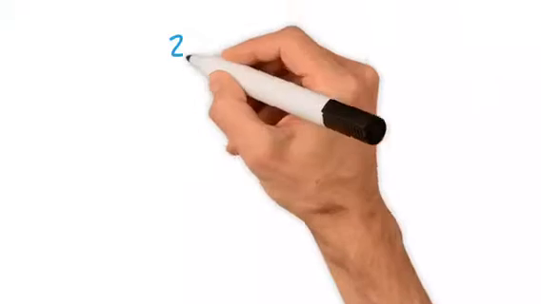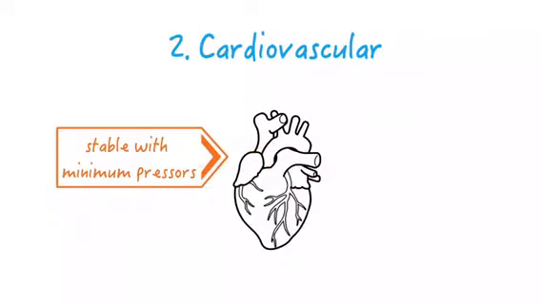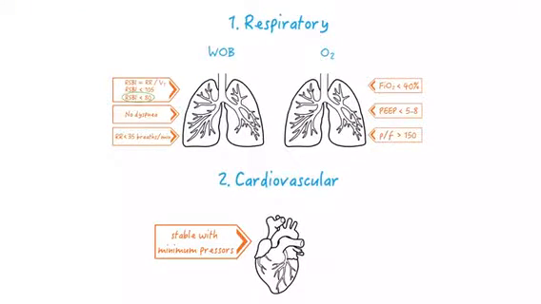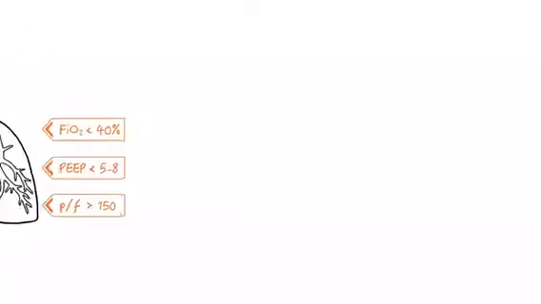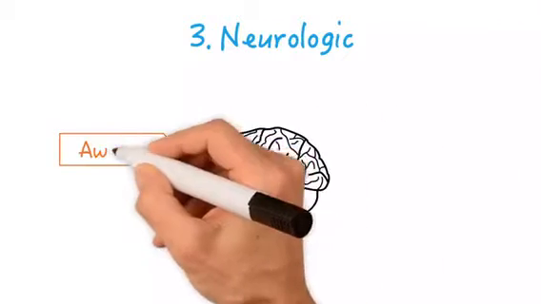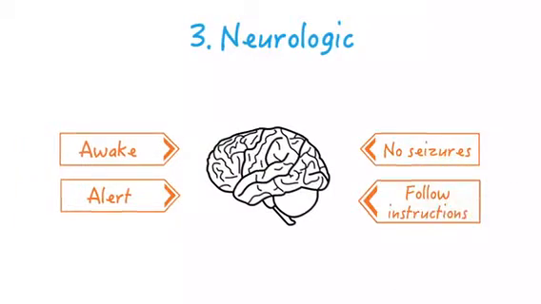Next is evaluating the cardiovascular status during weaning. The cardiovascular status usually is a hemodynamic assessment ensuring that the patient is stable with minimum or no pressors. Now, this varies from institution to institution and from case to case. Next is the evaluation of the neurologic status. Generally, the patient should be awake and alert, free of seizures, and able to follow instructions.